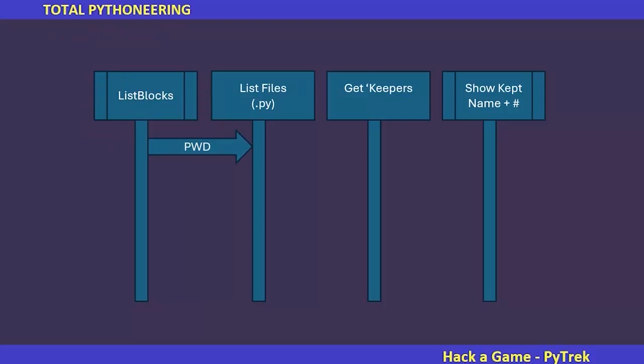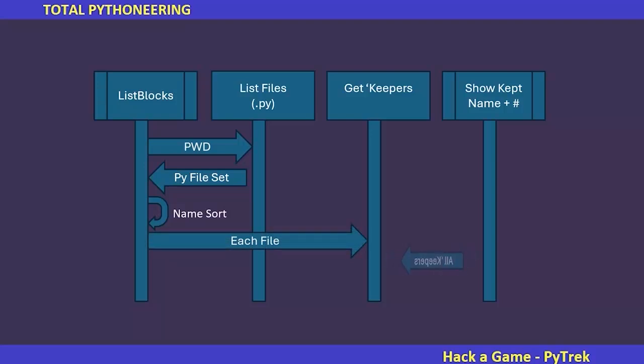into list files. And to get ourselves used to what we can see, we're going to see that we're going to have the PWPy file set returned, and we're going to sort it locally rather than in list files, tasking our main list blocks routine to do that, followed by for each file the enumeration to get the keeper, and then all the keepers will come back and forth for each file, and then once we're done, we're going to return back to list blocks.